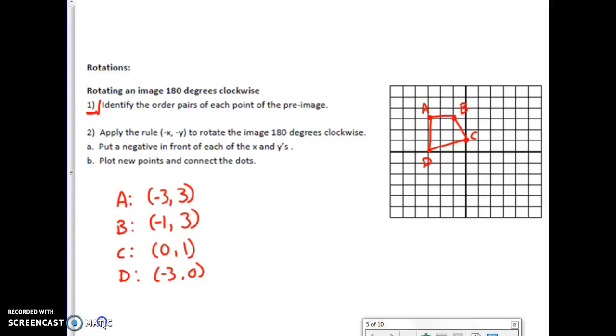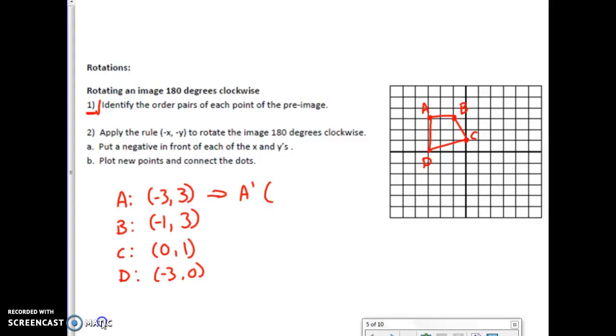Now what I'm going to do is apply the rule -x, -y to rotate the image 180 degrees clockwise. So what that means is I'm going in a straight line, because 180 degrees is a straight line, which means I'm taking the x values and the y values and changing their orientation. So if I look at A, I'm going to call this new point A prime.